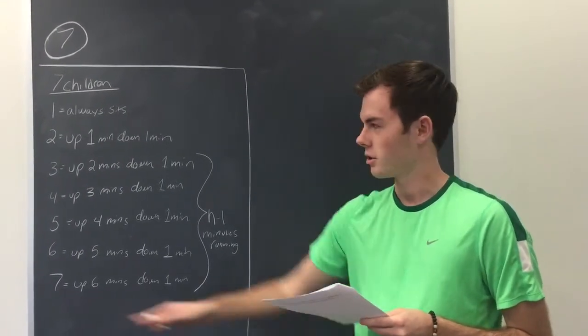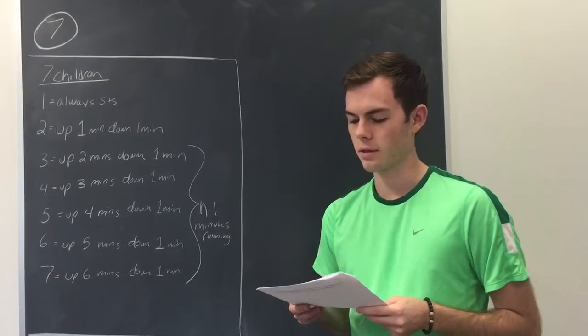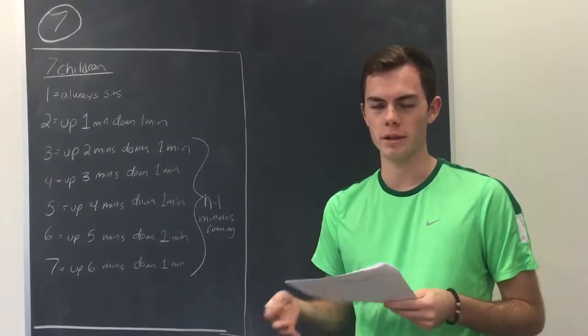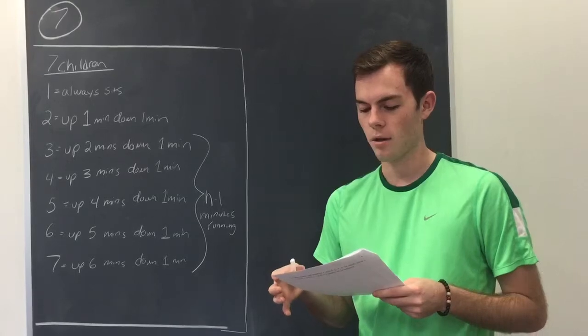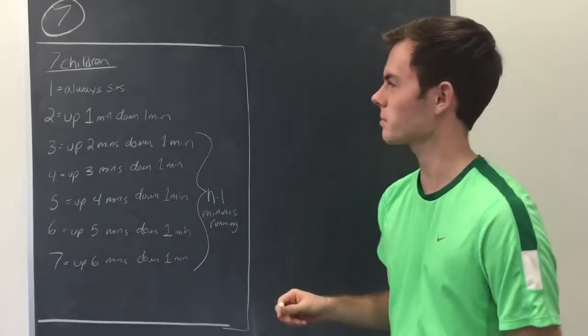Child number n, so every child there on out, runs for n minus 1 minutes, and then sits for 1 minute, then runs for n minus 1 minutes, and then sits for a minute, and then keeps on repeating the same pattern. As soon as all children are sitting at the same time for a minute, school will end. So we want to find out what time school ends.